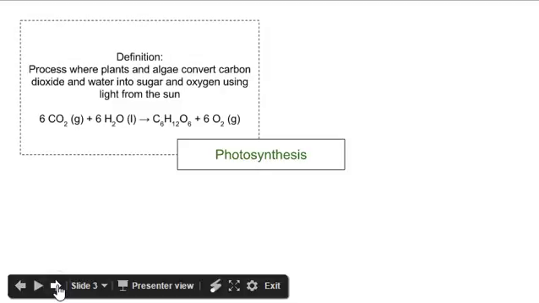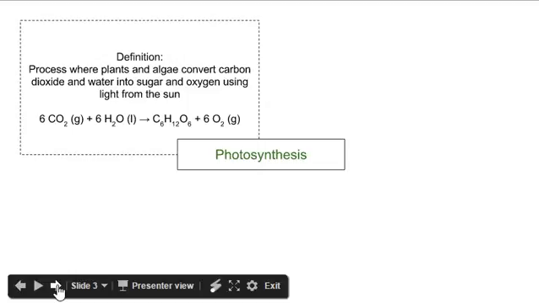We'll start with a term that you should know from biology last year, photosynthesis. The definition of photosynthesis is the process where plants and algae convert carbon dioxide and water into sugar and oxygen using light from the sun. So the word root photo means light, and synthesis means to create. So this is the creation of sugar using energy from the sun.